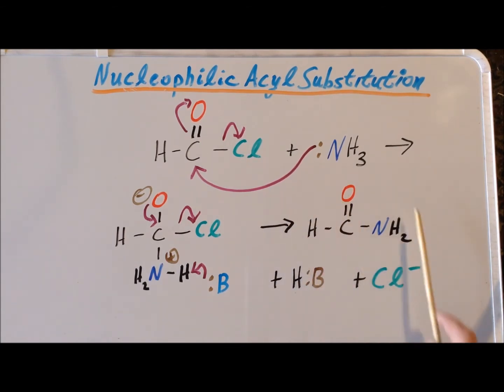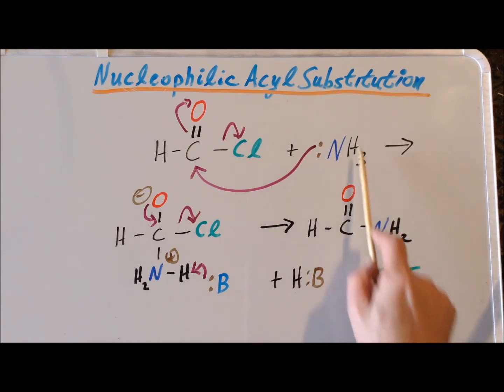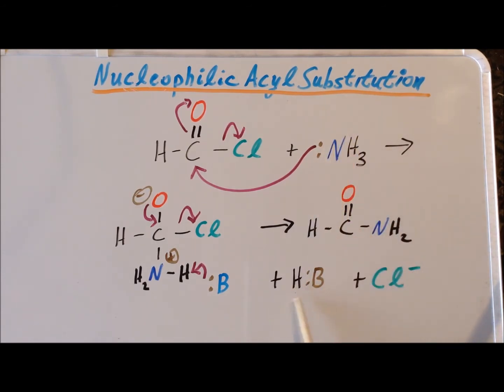So we get our product, which is an amide, because attached to the acyl group we have ammonia. So this is formamide. The extra hydrogen from the ammonia here, notice it's NH2 here, but it started as NH3. That remaining hydrogen is abstracted by a base, and then we have the leaving group leaving as chloride. So this is what happens in the synthesis of formamide.